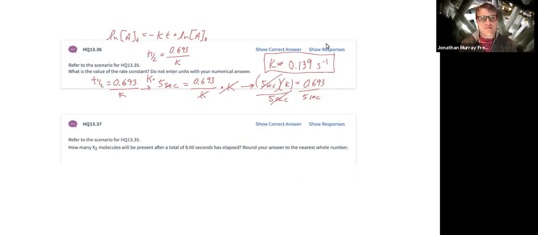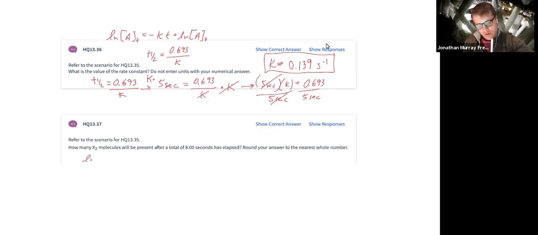For question 37, how many X molecules will be present after a total of 8 seconds into the reaction? Our half-life is 5 seconds. We're not asking for 5 or 10 or 15 seconds. We're asking for 8 seconds into the reaction, approximately how many molecules would be there. Now we need to use the integrated rate law for a first order reaction.